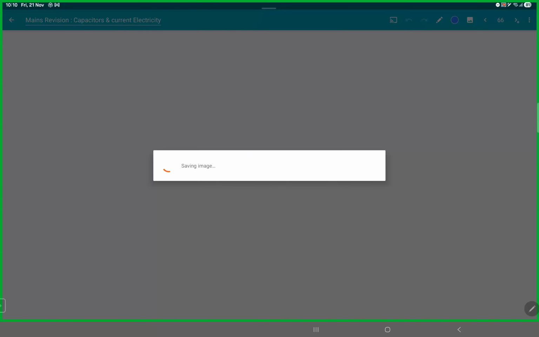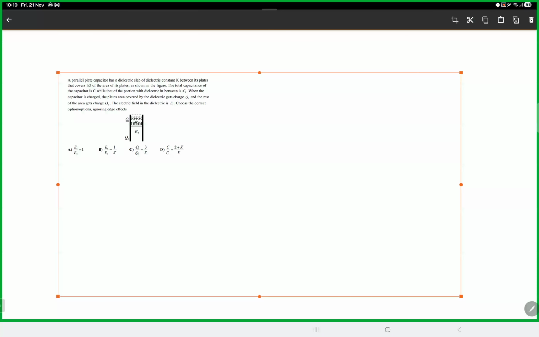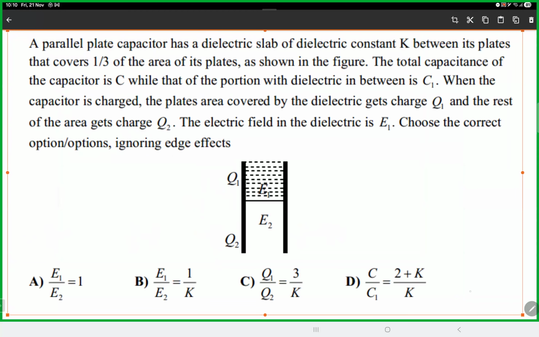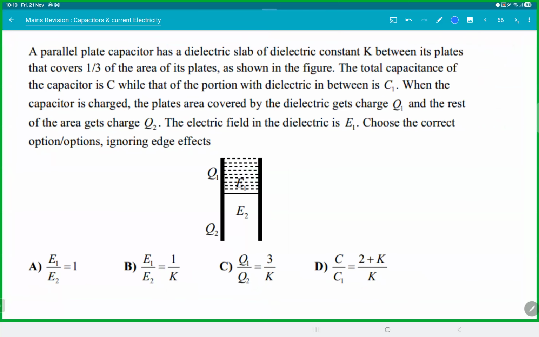This is a good one, right? This is a conceptually good question. Let's see.